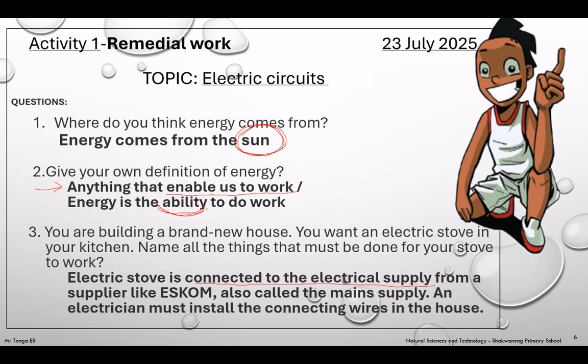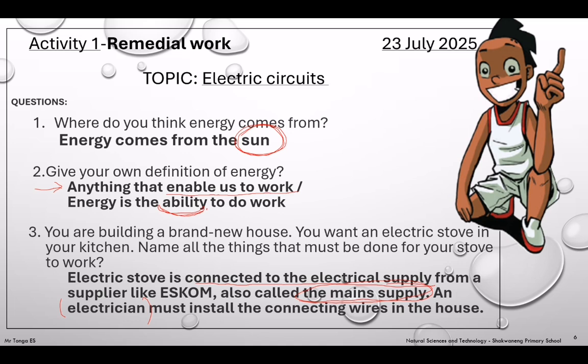Basically, we use Eskom in South Africa. And this main supply, we refer to it as the mains. We'll go through the mains in detail as we go through the topic of electricity. And another one is that we must get an electrician.